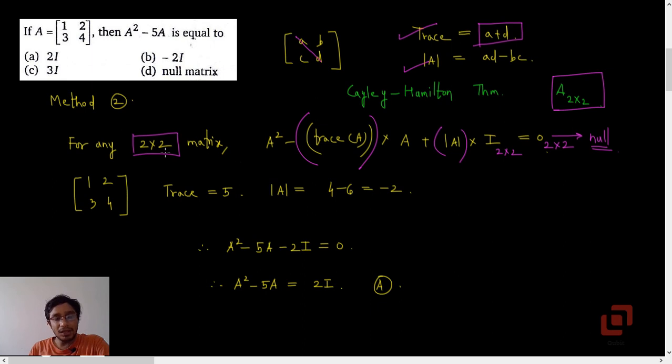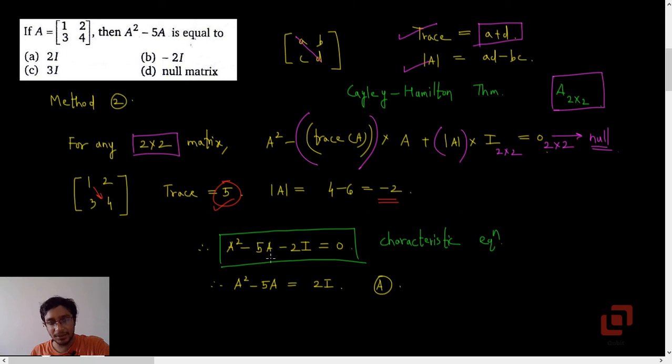Now what is the trace of our matrix? The trace of our matrix is 5. If you add the diagonal elements 1 and 4, you will get 5. And what will the determinant of A be? 1 into 4 minus 2 into 3, so minus 2. So what is the equation? This equation is actually called the characteristic equation, and its roots are called the eigenvalues of the matrix, but let's not talk about that now. So we have got this equation: A squared minus 5A minus 2i equal to null matrix.